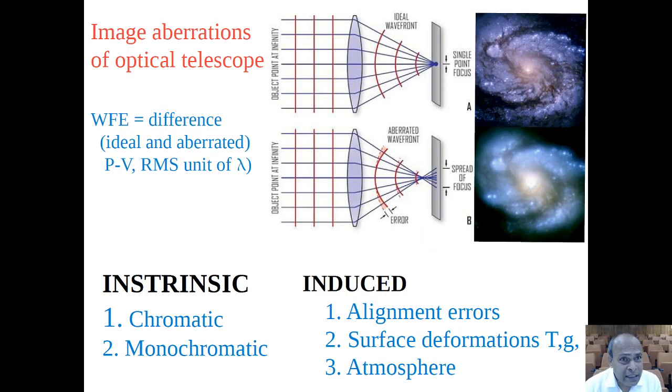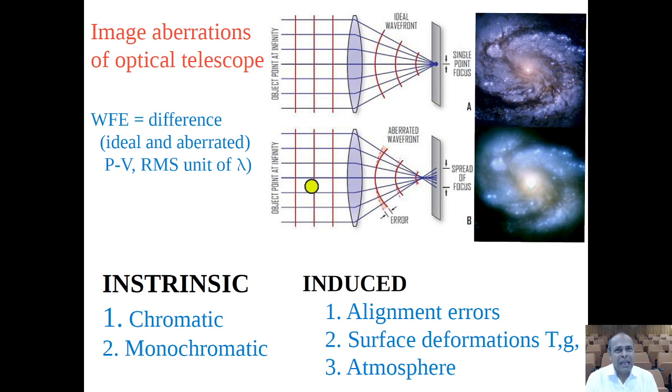So now this is a very important slide: the image degradation or aberrations of an optical telescope. So what happens actually? Light from objects coming from infinity falls on this objective, whether it's a lens or mirror or optical system, and then this wavefront focuses at the focal plane. So a single point focuses and a very sharp image is formed. One representative image is shown over here. This is a very well focused image.